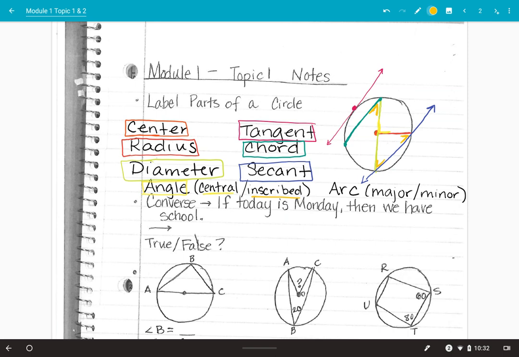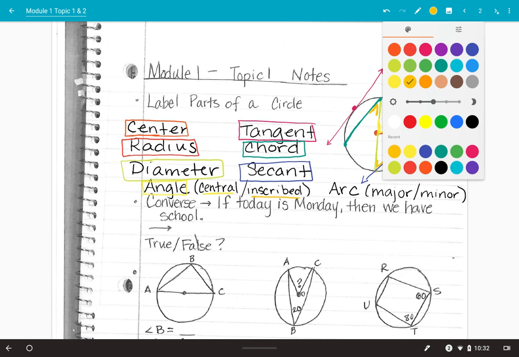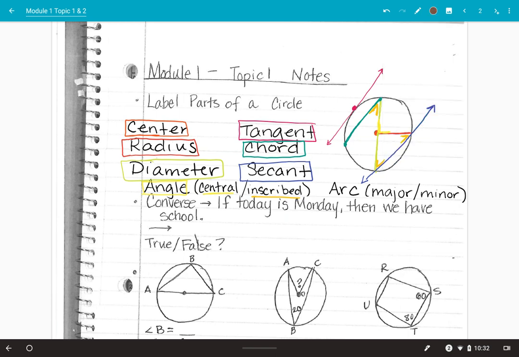Next one is going to be the arcs. Major, minor. Think of these as in baseball, major leagues, minor leagues. Major means it's going to be more than 180 degrees. Minor means it's less than 180 degrees, okay? I'm just running out of room.